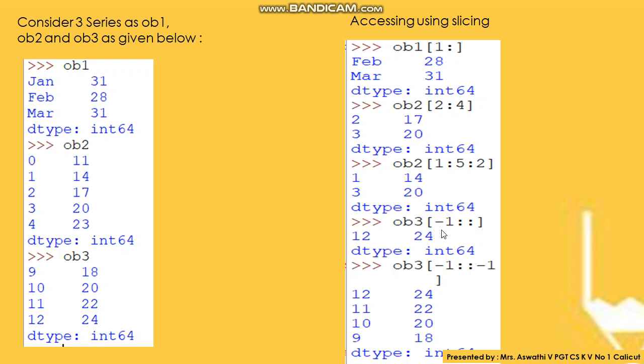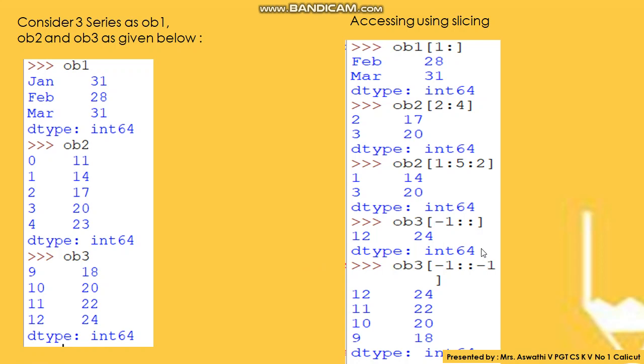Next, we have given negative indexing also. OB3 minus 1. If minus 1 is given without any step value, the step is taken as 1. So minus 1 plus 1, you cannot go forward there. OB3 of minus 1 will give you the last row here, that is 1224.